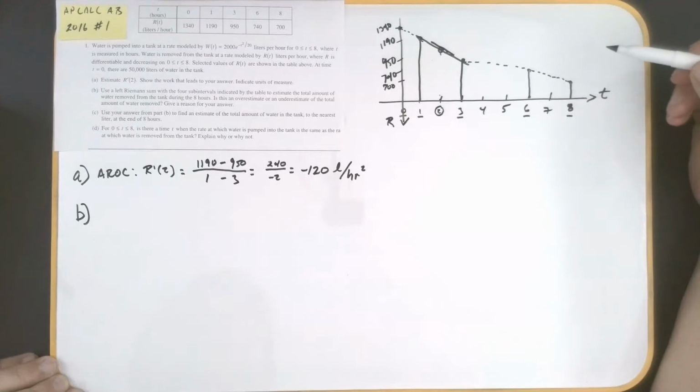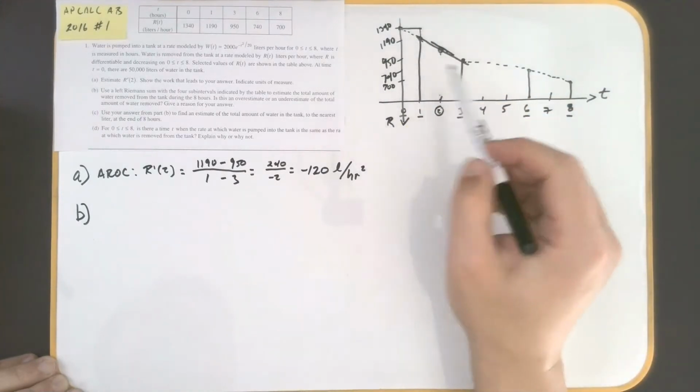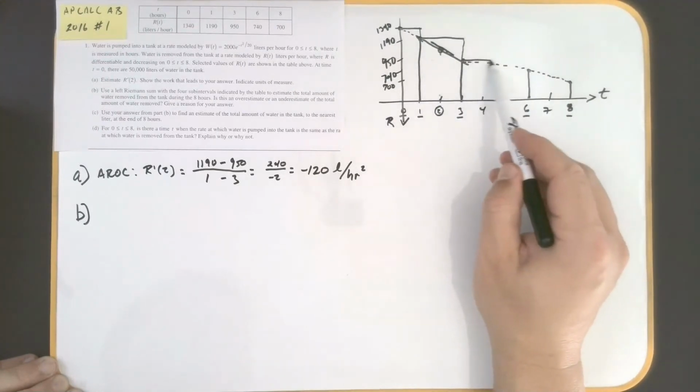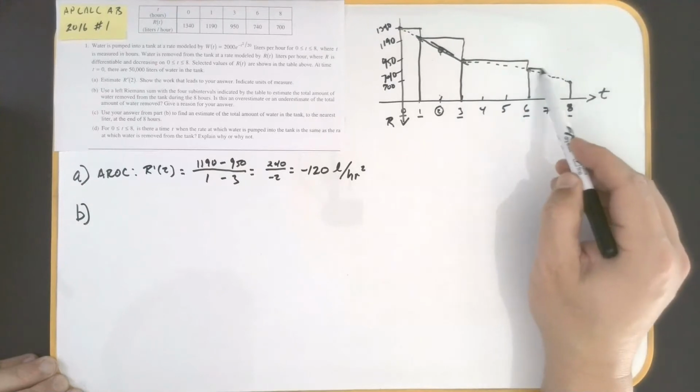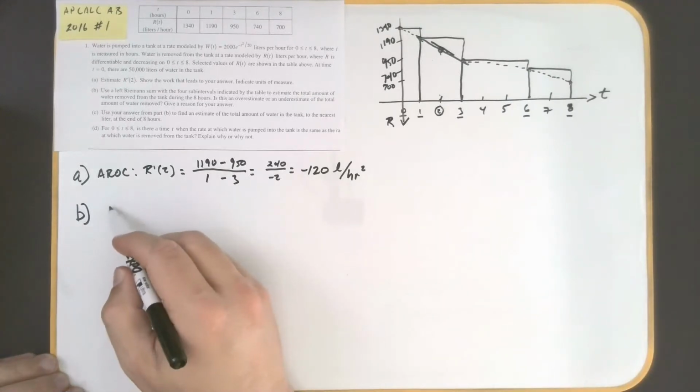And it says to come from the left. So I'm going to come over here. There's my first rectangle. Here is my second one. Here is my third one. And here is my fourth one. So those are my 4 rectangles, my Riemann sum, that I'm going to approximate this.